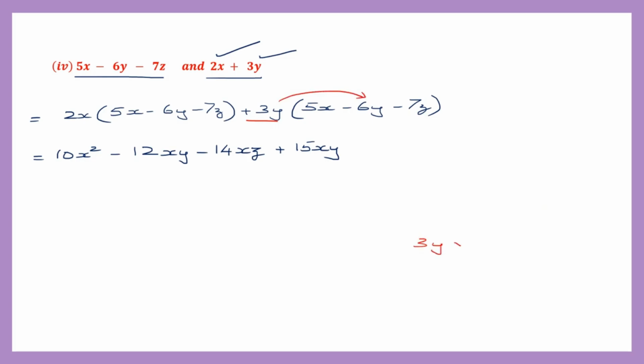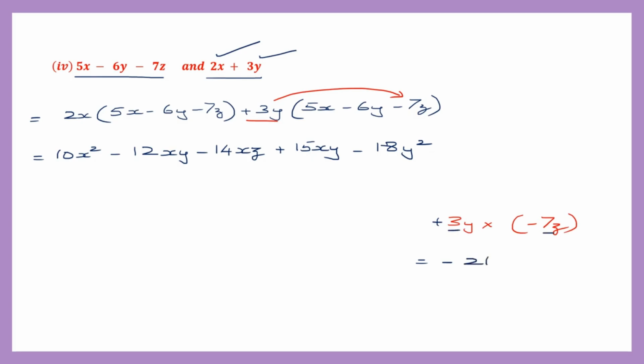Now we multiply 3y into minus 6y. So 3y into minus 6y. Here the sign is plus. So plus into minus is minus. 3 6s are 18. y into y is y square. So minus 18y square. Now 3y into minus 7z. So 3y into minus 7z. So here it is plus. So plus into minus is minus. Then 3 7s are 21. 1y, 1z is yz. So here this is minus 21yz.